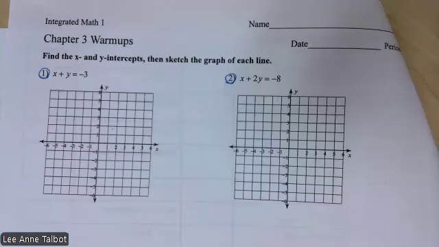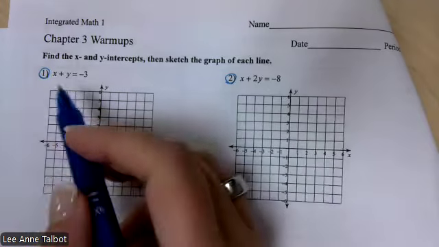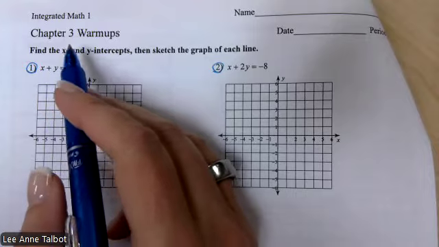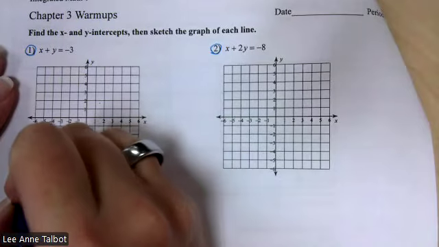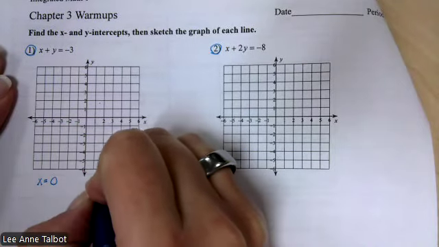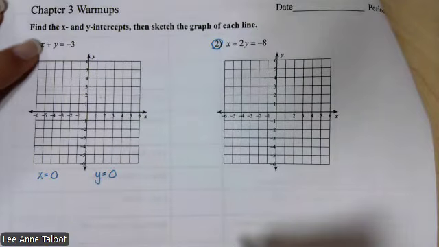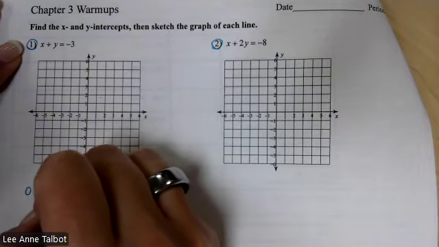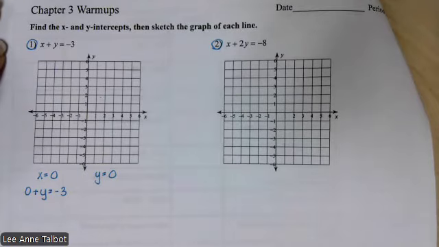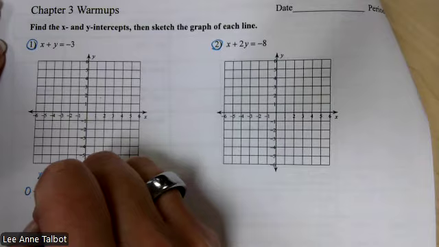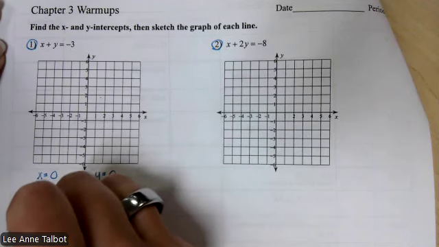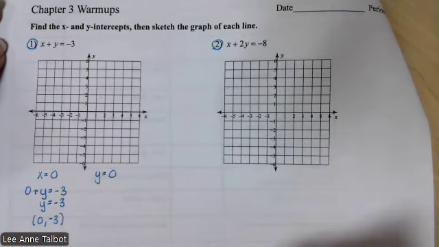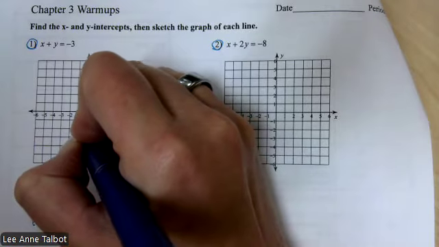And so, all right. Number one, find the x and y intercepts and sketch the graph. Okay, x equals 0, y equals 0. 0 plus y equals -3. y equals -3. (0, -3), which is right here.